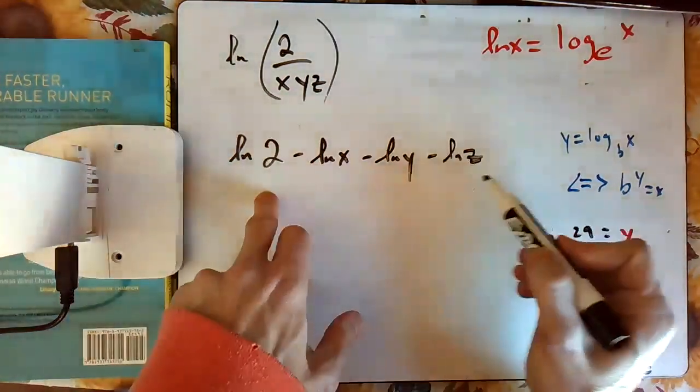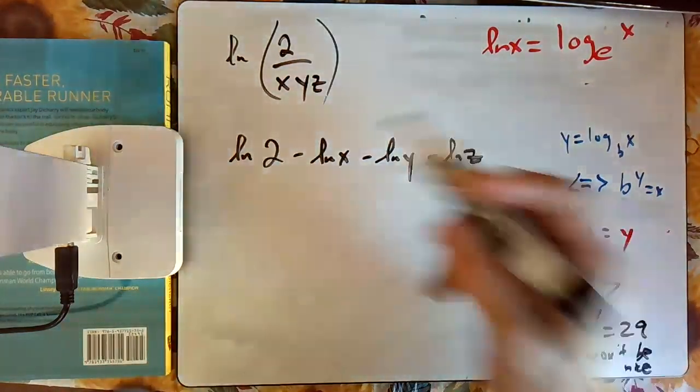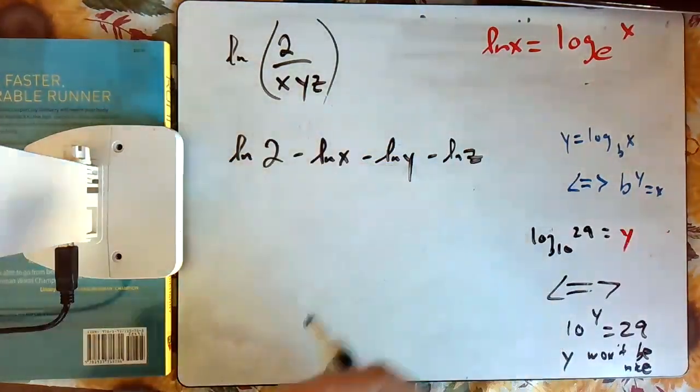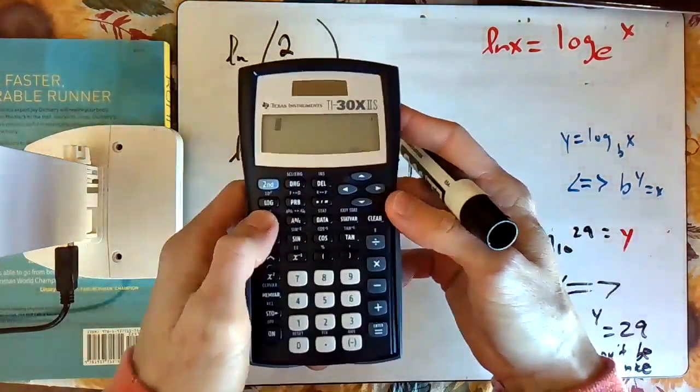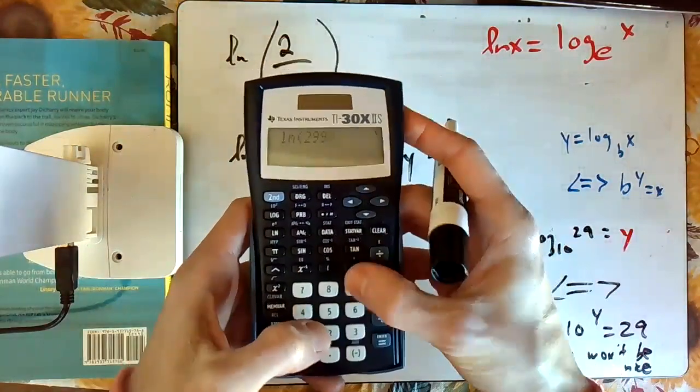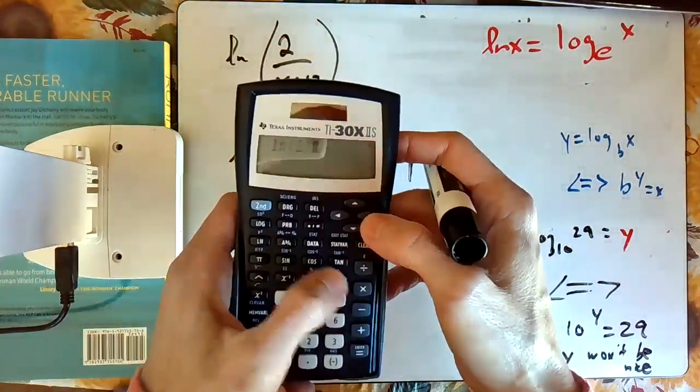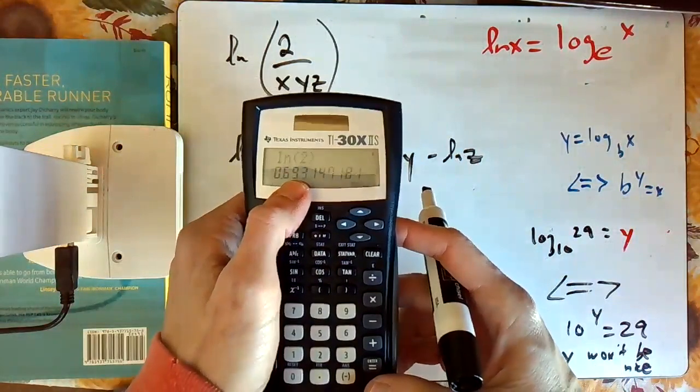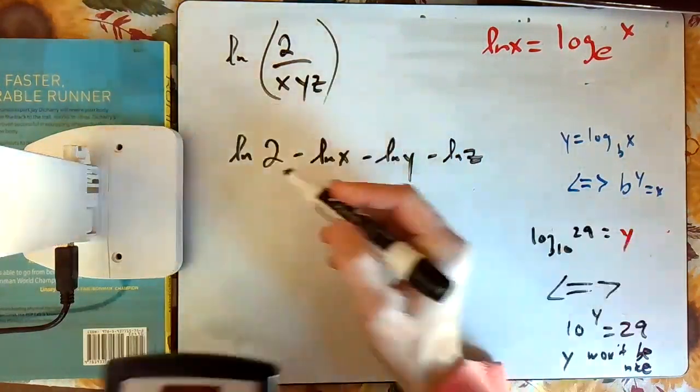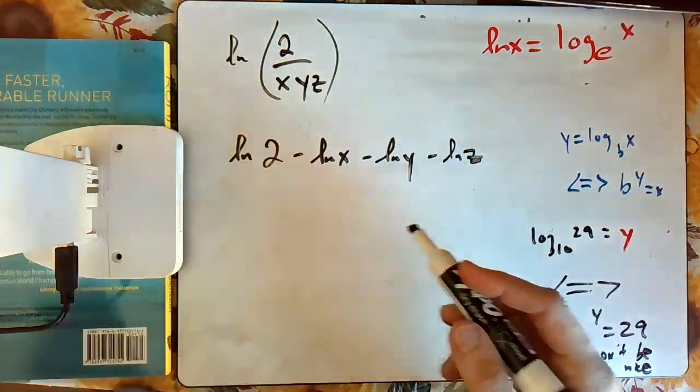And then can we simplify this any further? Is natural log of 2 something nice? No, right? How can you test that? Go to your calculator. Natural log of 2. What do we get? A decimal. That means you leave it alone. So this is your final answer right here.